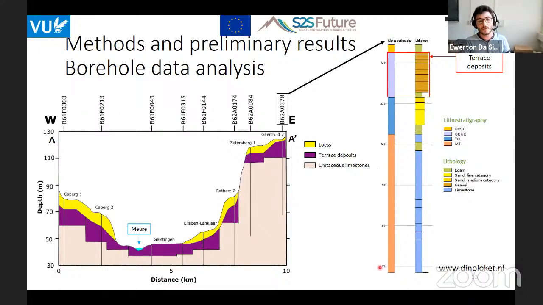And here also one example of what we can retrieve from the boreholes. So we have information on the lithology, on the grain size, and when the borehole is already interpreted, we can also have information on the lithostratigraphy. All this information is freely accessible at this website, which is managed by the Geological Survey of the Netherlands.